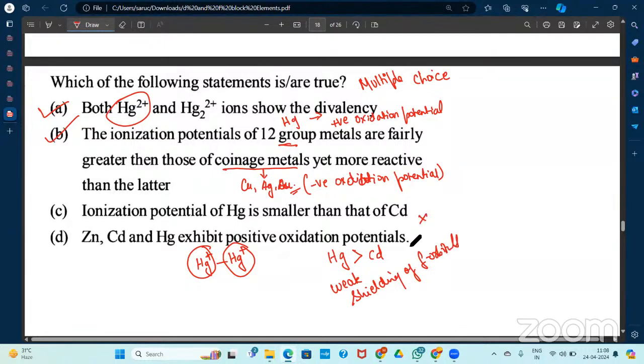Zinc, cadmium, and mercury exhibit positive oxidation potential. Just now I told you, mercury alone has the negative oxidation potential. Why? Because it is experiencing the weak shielding of f orbitals. So zinc and cadmium are positive, and this has negative. So this is also wrong. So the correct answers are A and D. Okay, clear with this question?